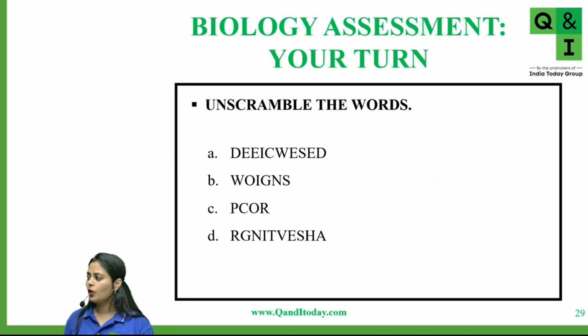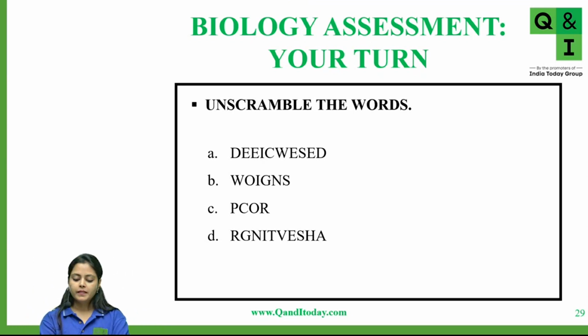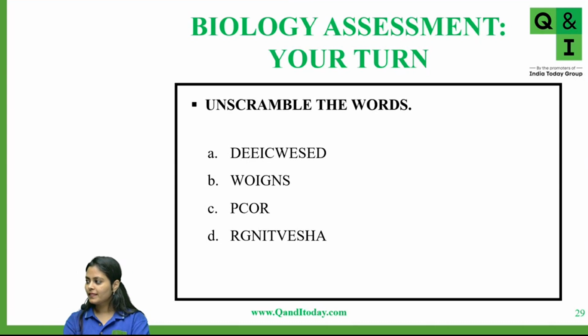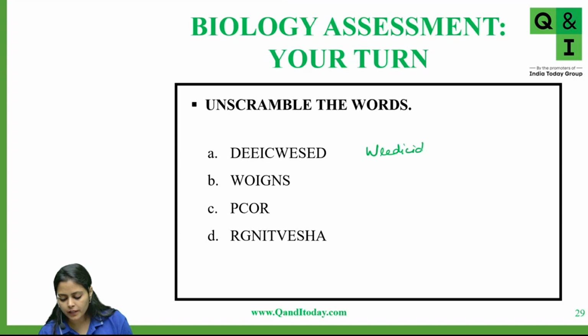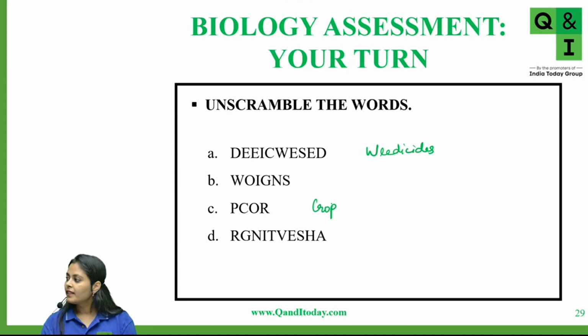Now unscramble these words. Are you people enjoying the class? Yes or no? Yes, ma'am. Okay. Everyone else? Okay, very good. I've got the answer. Weedicides. Yes. Weedicides. Very good. Crop. Okay, very good. Harvesting. Very good.